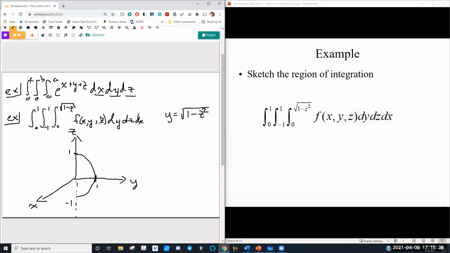Okay. Now, in the z direction, we're told we're going from -1 to 1. Well, that's encompassed by the top half of the circle. -1 to 1 in the z direction, because those are z values, because this is dz. So the last thing is x, and x only goes from 0 to 1. Notice there are no equations on these limits.